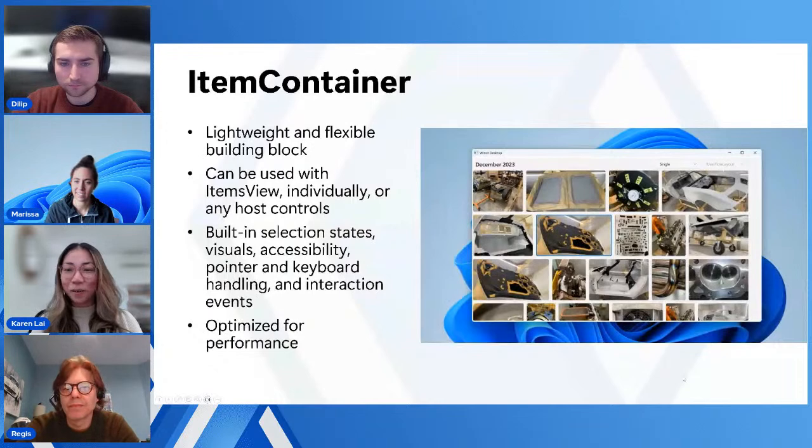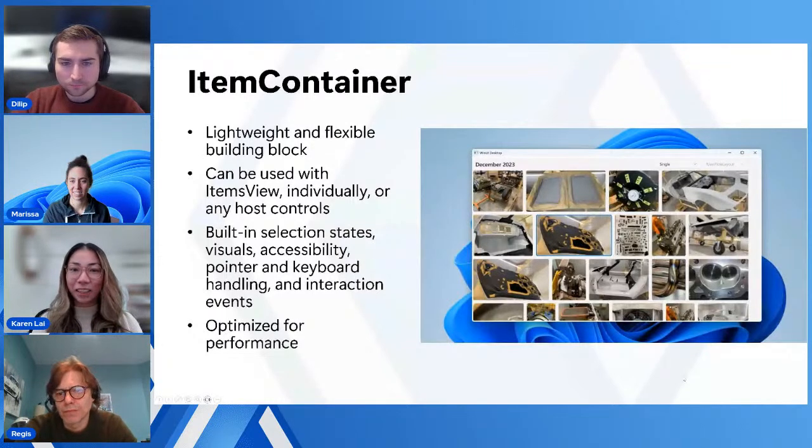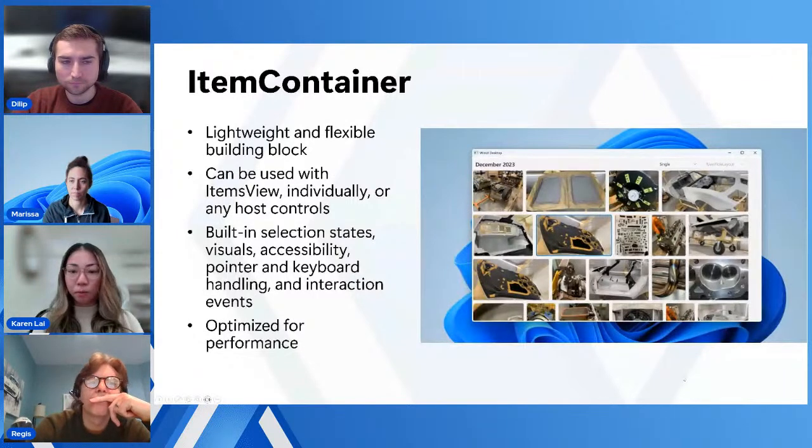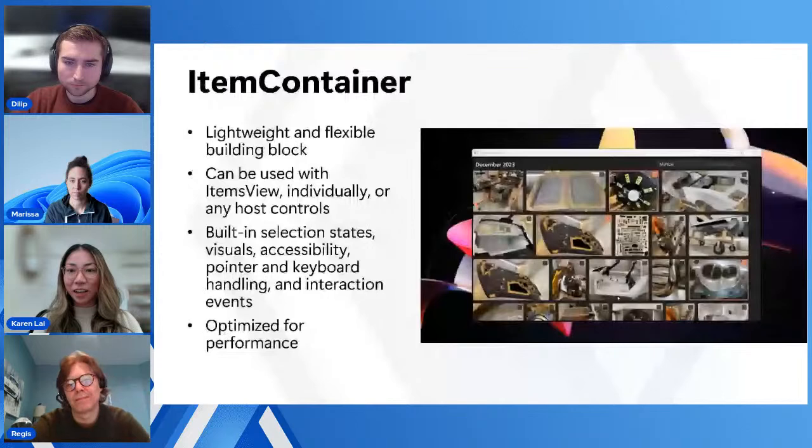I'll continue anyway. So on the right, as you can see, there's an item selected. So it has built-in selection states, visuals, theming, accessibility, pointer and keyboard handling, as well as interaction events. It's also optimized for performance, just like the items view. For example, we minimized the amount of items in the visual tree. And in the multiple selection mode, there's a checkbox, and that checkbox is also a custom rect to get rid of as much items in the tree as possible. Cool, and that's it for me.